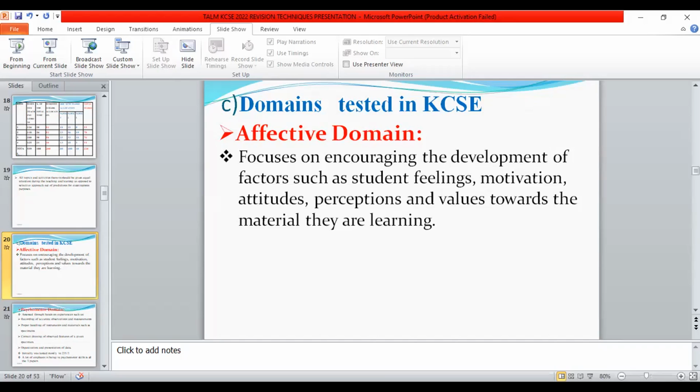So when, for example, you go to a biology class, maybe they are just from an outing, and you find all of them chewing. They have bought some chewing gums and they are chewing. As a biology teacher, you should be able to know that your biology content has not added any value to your learners because they know the effect of chewing.